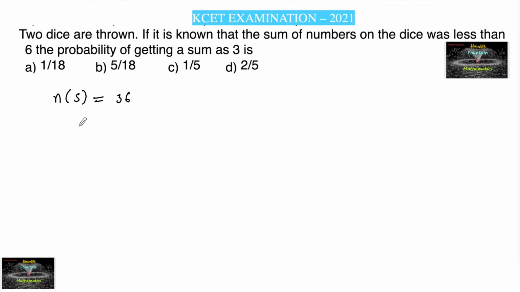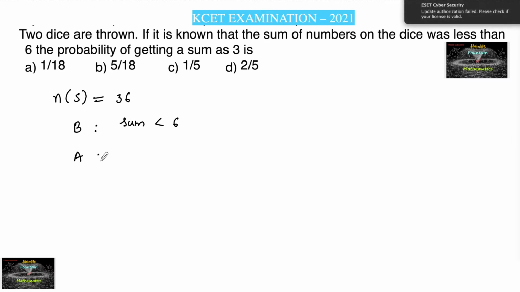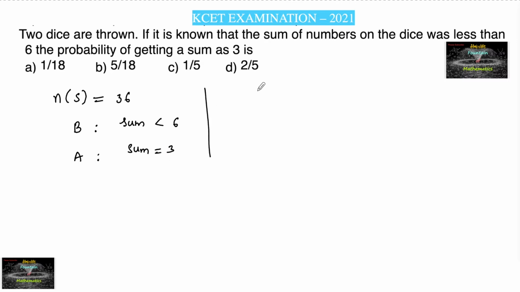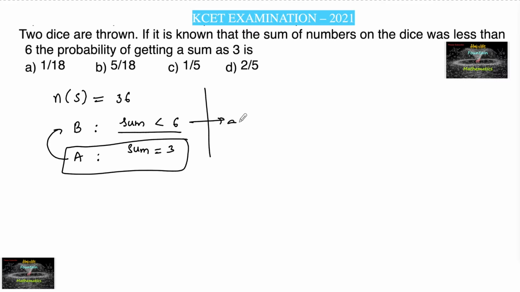So it is given, let us consider B as an event. B is the event that the sum of the numbers on the dice is less than 6, and for the probability of getting a sum as 3, let us consider the event A: sum is equal to 3. Now we need to find the probability of getting a sum of 3 if it is known that the event B, that the sum of the numbers on the dice was less than 6, has already happened.